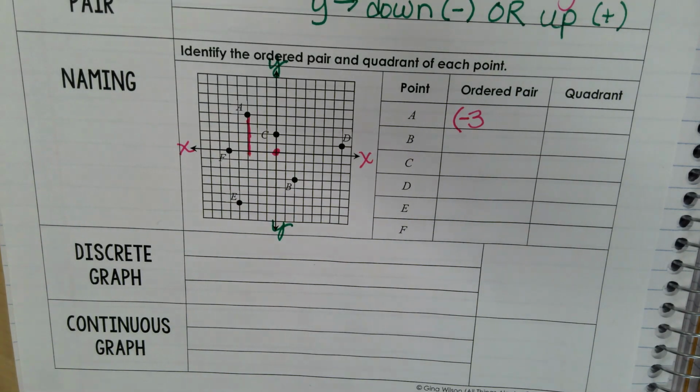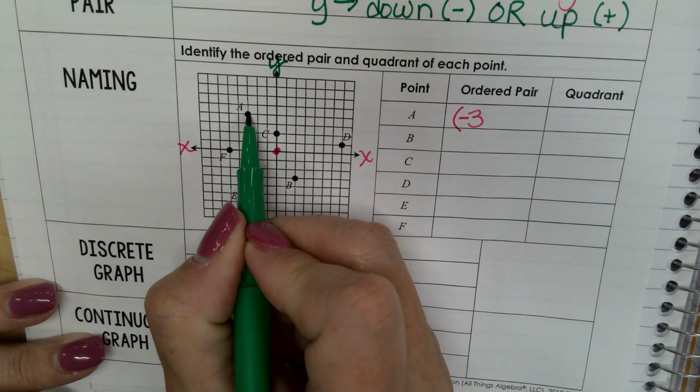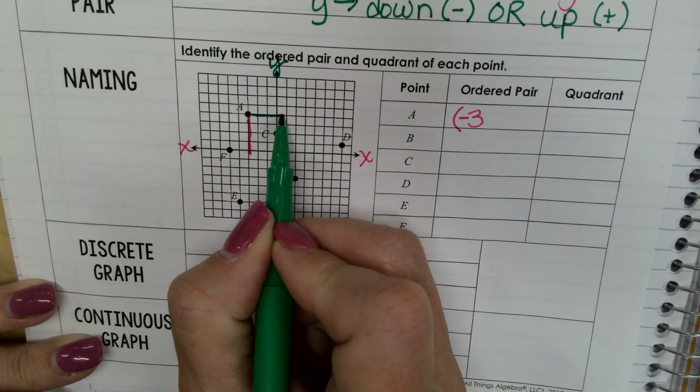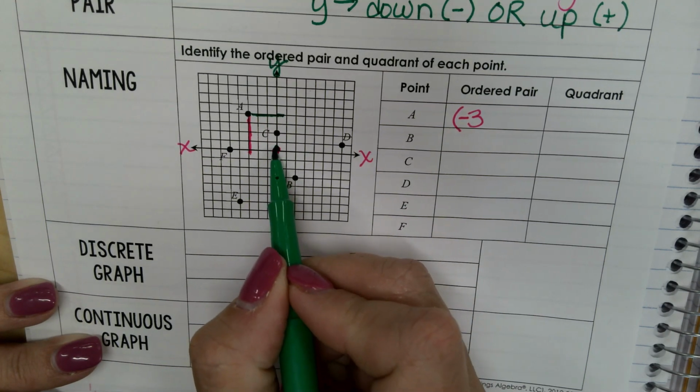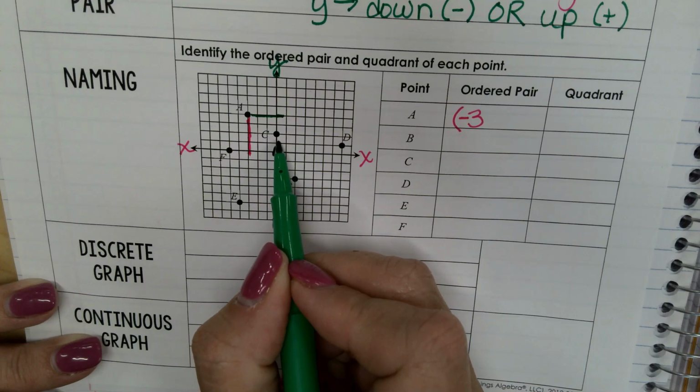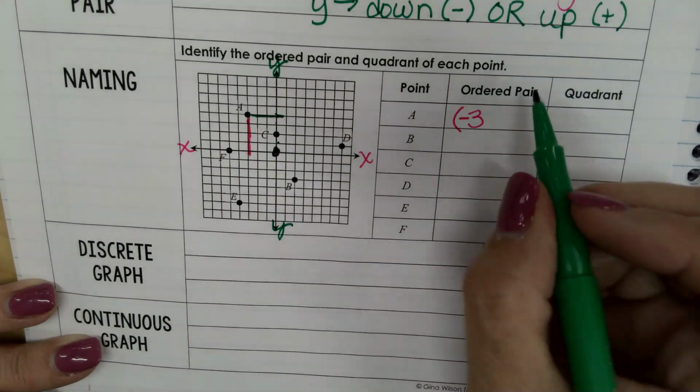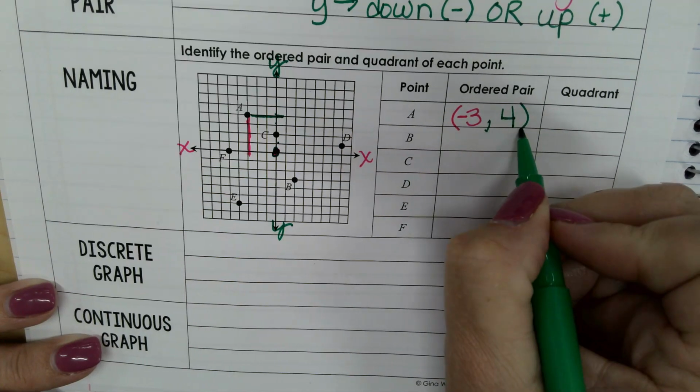Okay, now let's do our y. So I'm going to start at point A and see where does it touch on the y-axis. Start at the origin. Okay, origin right there. I'm going to go up 1, 2, 3, 4. I went up 4.